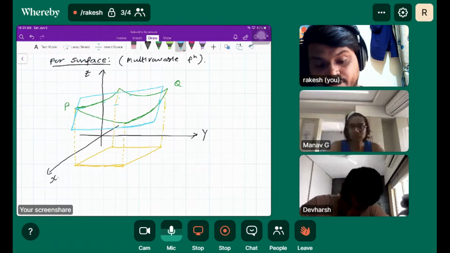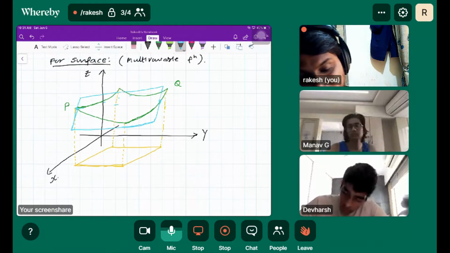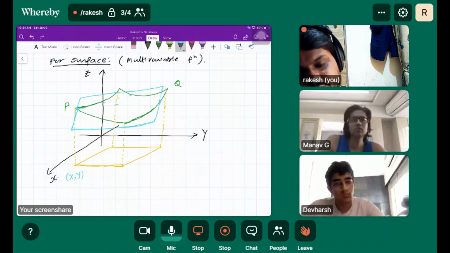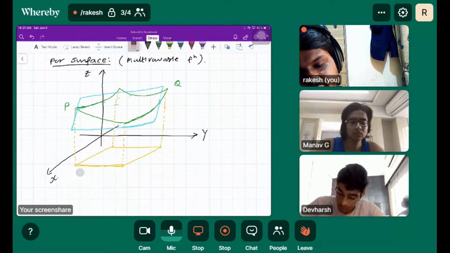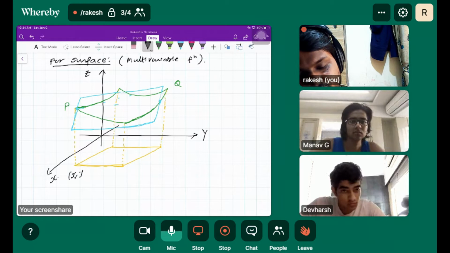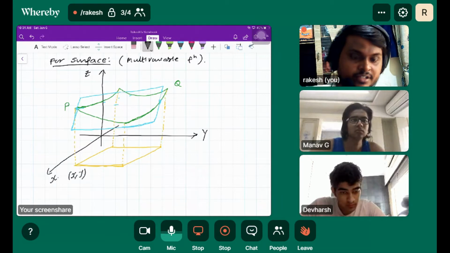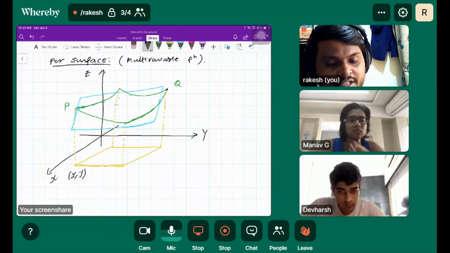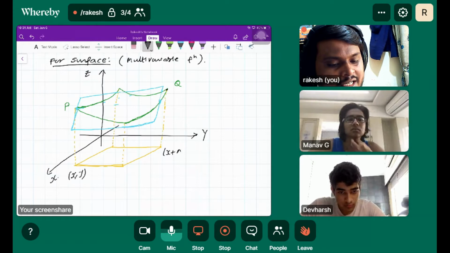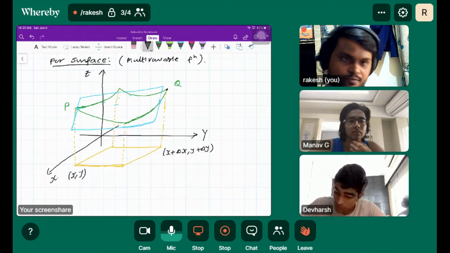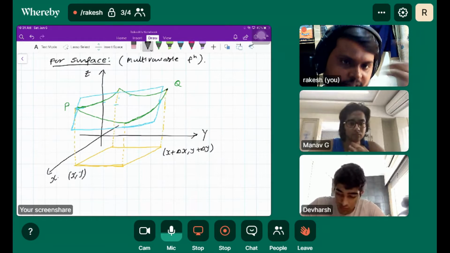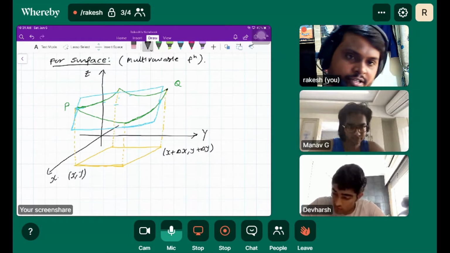So see, the point P is x comma y. You have to recall what we have discussed so far. Point Q is x plus delta x comma y plus delta y. See, there are two independent variables. Instead of one independent variable as in 2D, we have two independent variables here.